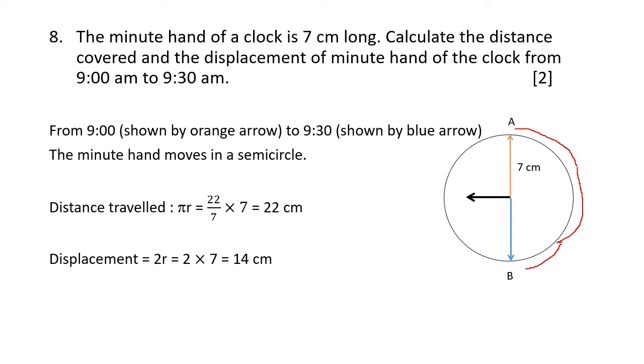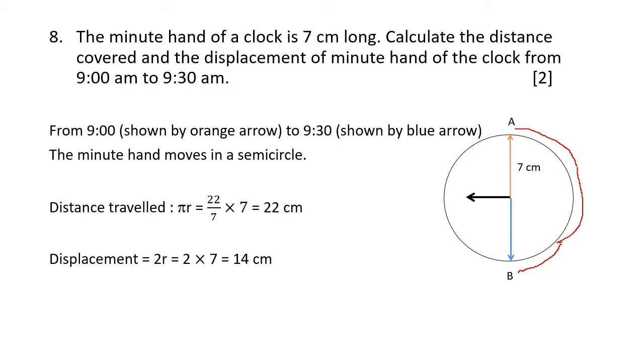Yes. So the minute hand has traveled a semicircular motion. And what is a semicircle? The length of the semicircle is pi r. So the distance traveled is pi r. The value of pi is 22 by 7, into 7. So in half an hour, it has traveled 22 centimeter. The distance traveled from A to B is 22 centimeter.